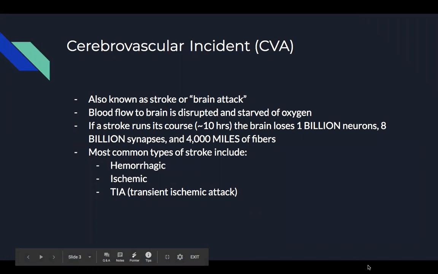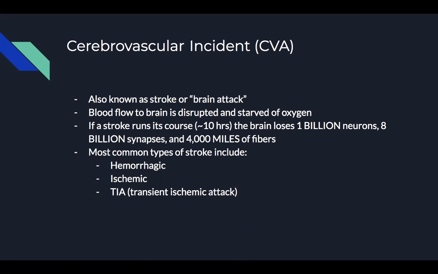So stroke is also known as a cerebrovascular incident or brain attack. And a stroke happens almost every 45 seconds. It's the fifth leading cause of death after heart disease, cancer, unintentional injuries, and respiratory disease. And stroke is non-discriminatory. It can happen to anyone, at any age.